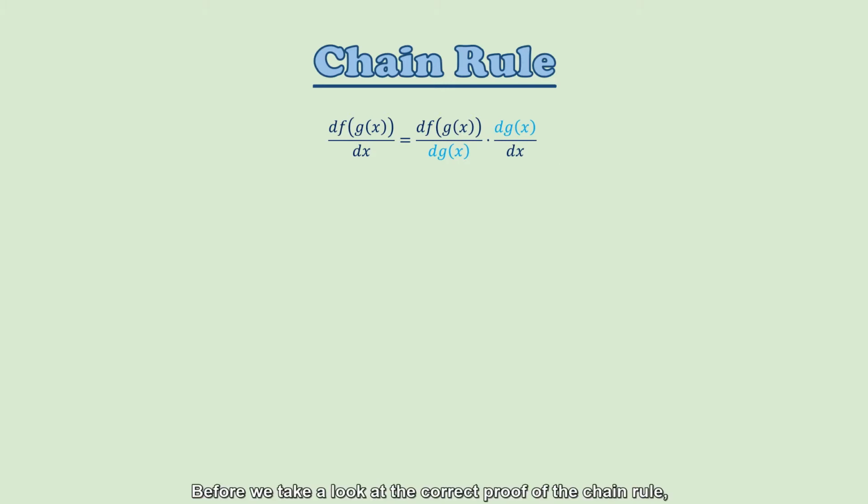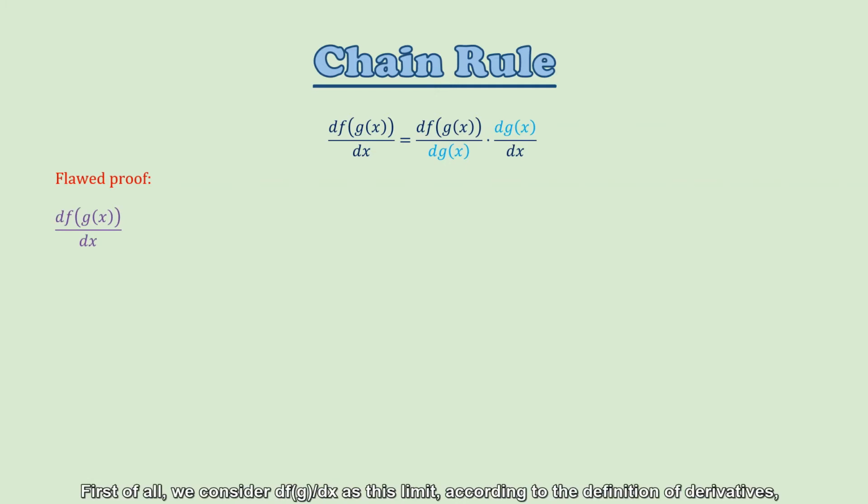Before we take a look at the correct proof of the chain rule, first of all, let's take a look at the flawed proof of the chain rule. This flawed proof is not totally wrong, but it is not perfect in some sense. And this proof actually appears in some textbooks. The proof goes like this.